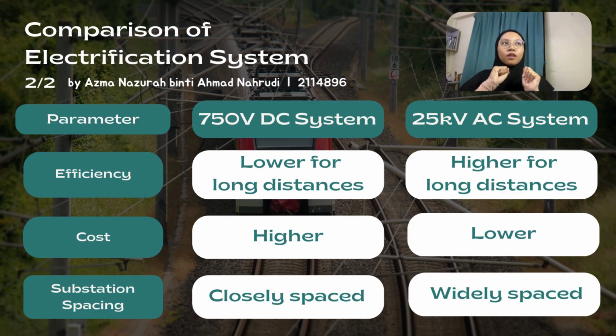Because it's closely spaced is because, remember, 750 volt DC is small, so the substations need to be close to each other to continuously supply the power to the train, right? Imagine if the substations are far from each other, right?